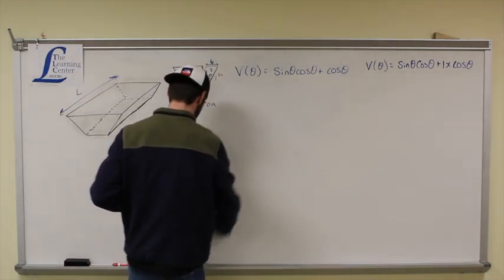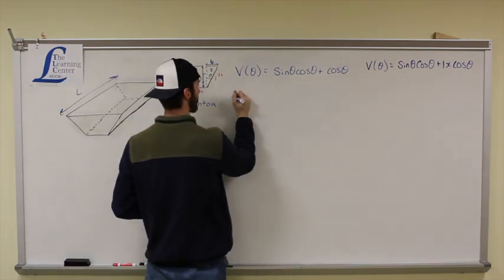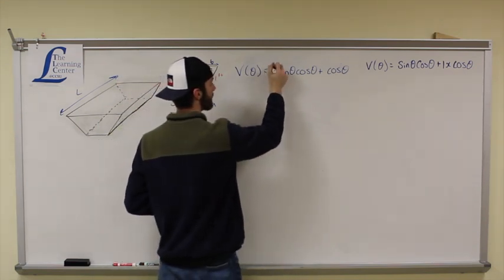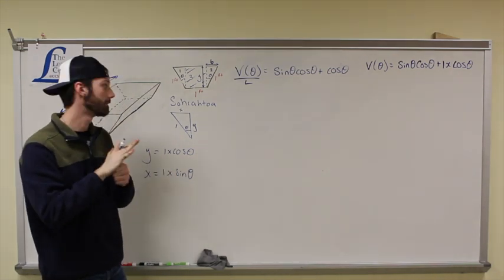In order to maximize this, we know we need to take a derivative. It's the whole topic that we're going over right now. So we're going to take the derivative of volume with respect to theta. And this is volume over L, to be more specific.